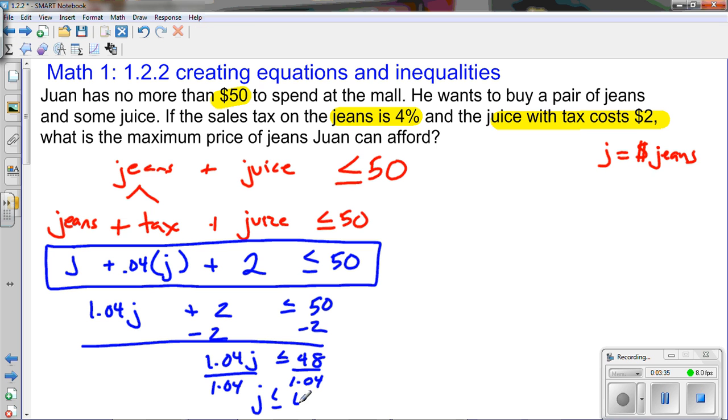Now again, I'm rounding to 2 cents because the calculator says actually 0.153. But we have to be at least under 16 cents here. So that is the maximum price we can spend for jeans because you have to allow for the tax and the juice. Okay, so that's a good warm-up problem to look at that example.